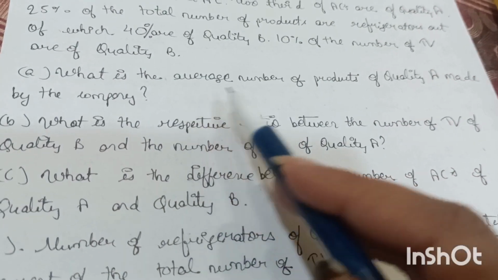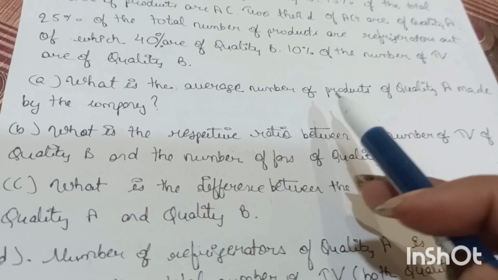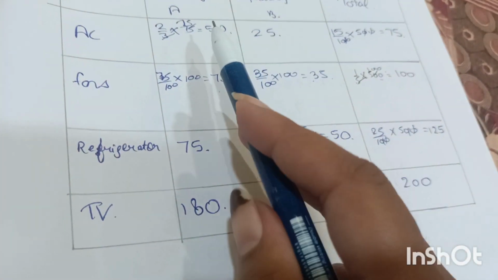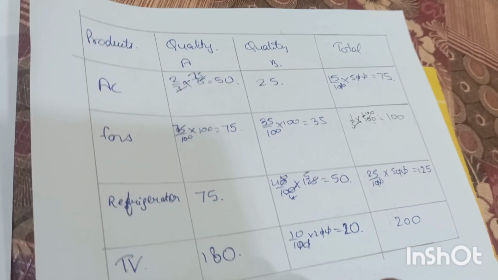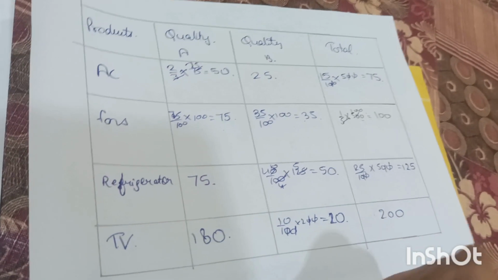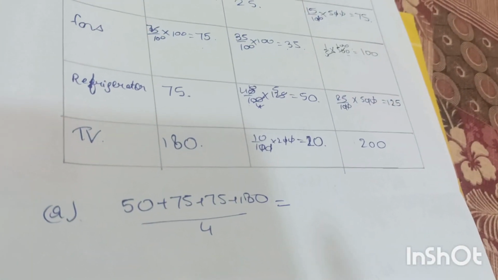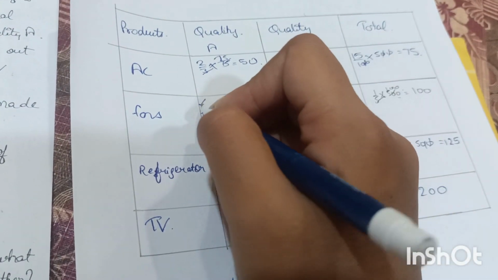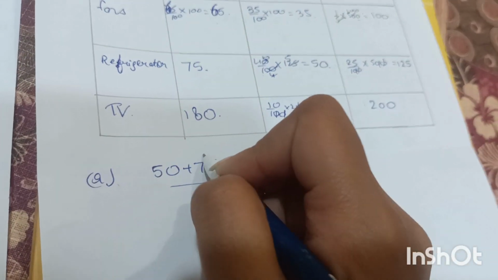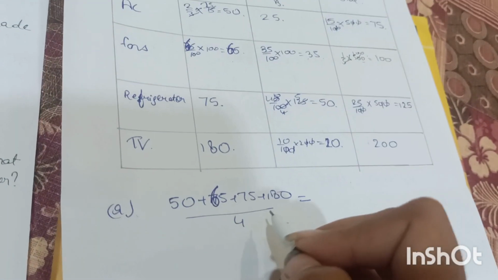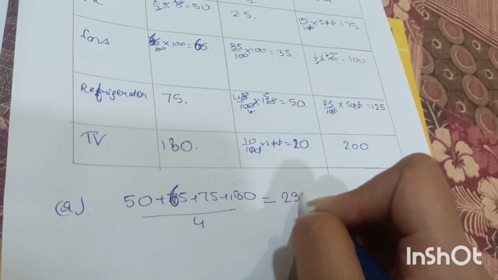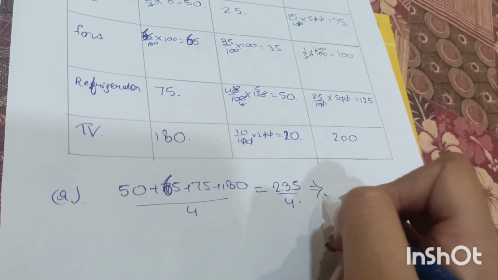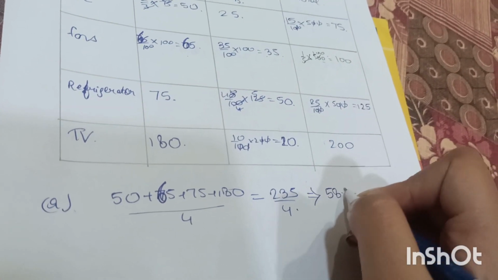So now let's solve average number of product quality A made in the company. So quality A. So option A, 50 plus 75 plus 75 plus 180 upon 4. When you will solve it out, you will get the value as, my bad, the value over here will be 65. So over here also it will be 65. So when you will solve it out, you will get the value as 235 upon 4. When you will cancel it out, you will get 58.75.